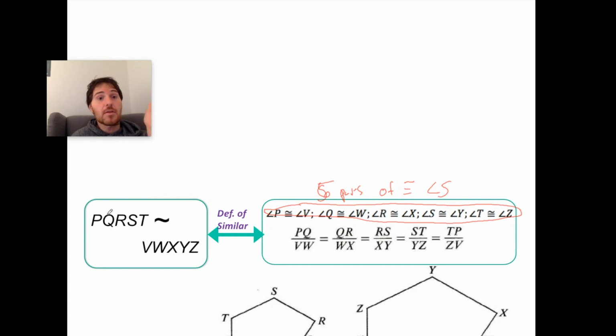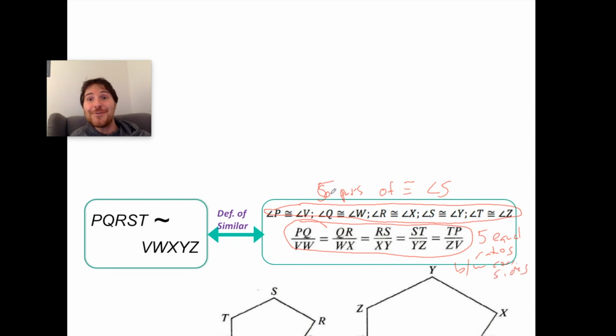And remember, the pairing matters. The way that this gets written out matters. P's got to be congruent to... sorry, P is congruent to V. It can't be congruent to X and not to V, right? Okay, 5 pairs of congruent angles. And we're also going to know that we have 5 equal ratios between corresponding sides, okay?